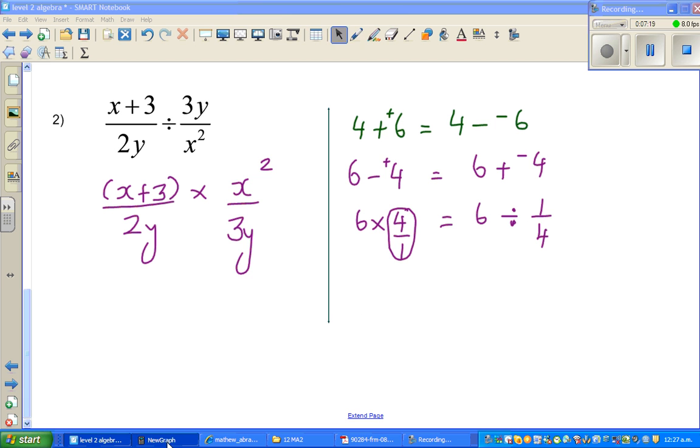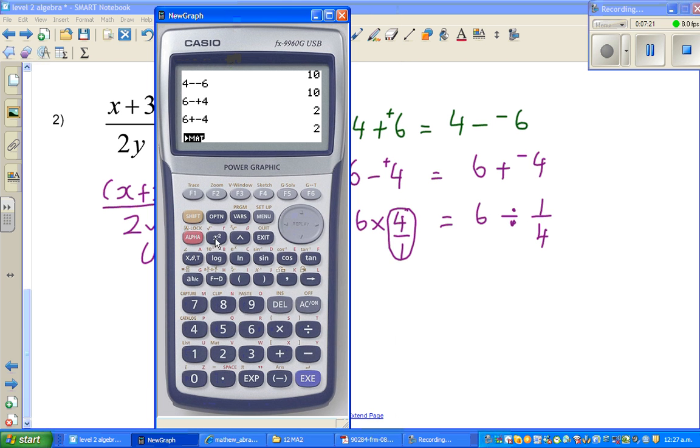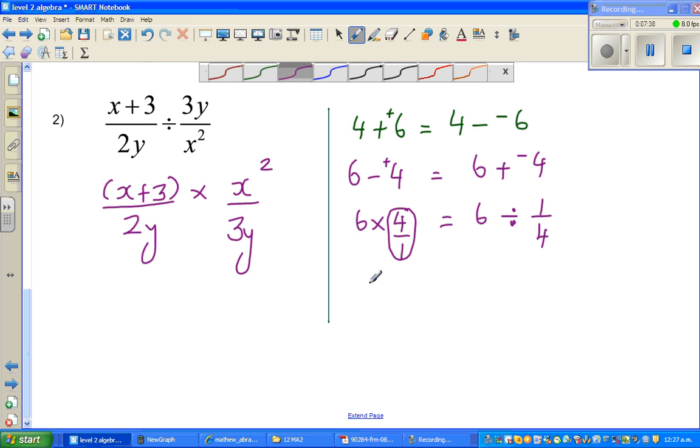Okay, so let us see that on a calculator. So you go 6 times 4, you should know it's 24. But if you go 6 divided by, I'll put this in the bracket, 1 divided by 4, that is 24. Okay, and finally, that's what we are talking about.